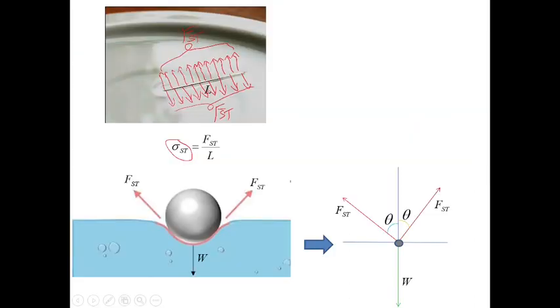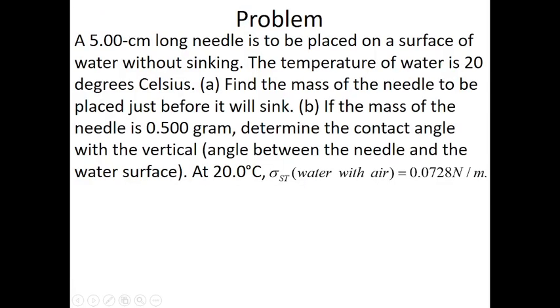So, let's answer a problem regarding this topic, which is surface tension. So this is the problem. We have a 5 centimeter long needle is to be placed on a surface of water without sinking. The temperature of water is 20 degrees Celsius. A. Find the mass of the needle to be placed just before it will sink. B. If the mass of the needle is 0.500 gram, determine the contact angle with the vertical, angle between the needle and the water surface.